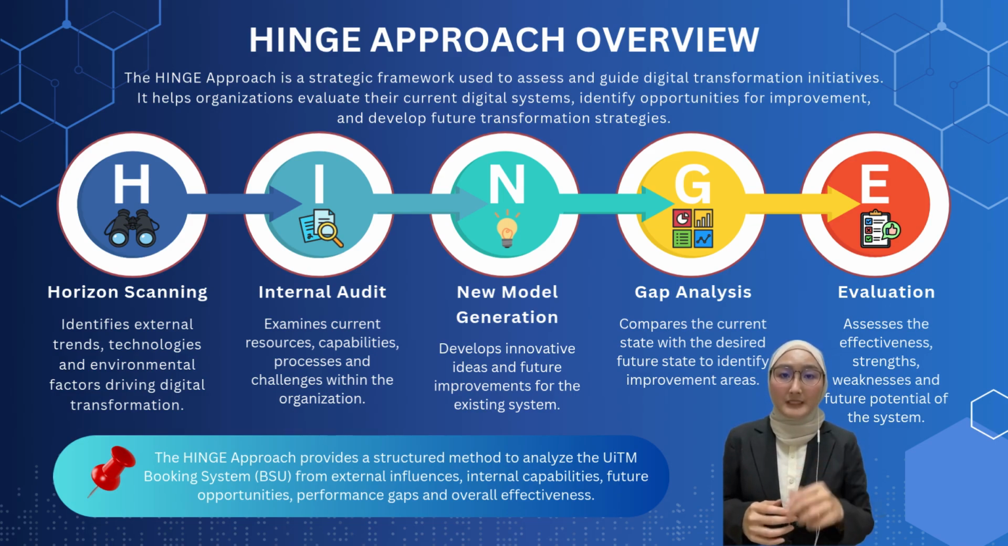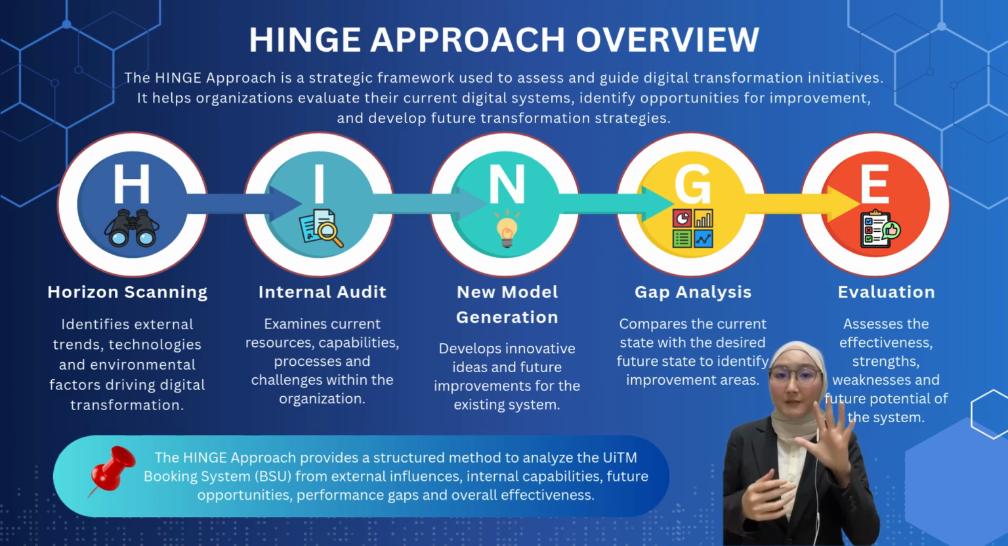The second component is internal audit, where we examine the organization's current resources, capabilities, processes, and operational challenges. The third component is new model generation, which focuses on proposing innovative ideas and future improvements to enhance the existing system. The next is gap analysis, where the current state of the system is compared with the desired future state to identify areas that require improvement. Finally, evaluation assesses the overall effectiveness of the system, including its strengths, weaknesses, and future potential.